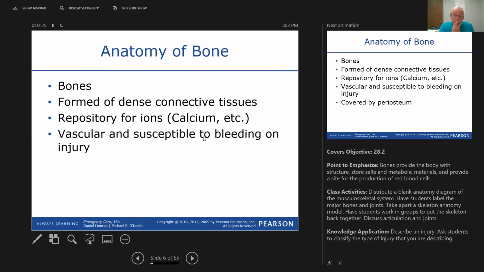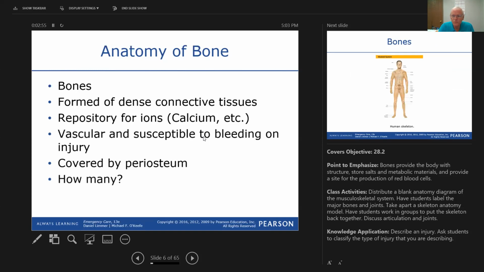Bones do have blood vessels that go through them. And so when the bones break, not only can we have bleeding from the soft tissues around the break, but we can have bleeding from within the bone as well. And again, remember, bones are covered by periosteum, peri meaning around, os meaning bone, condition of being around the bone.